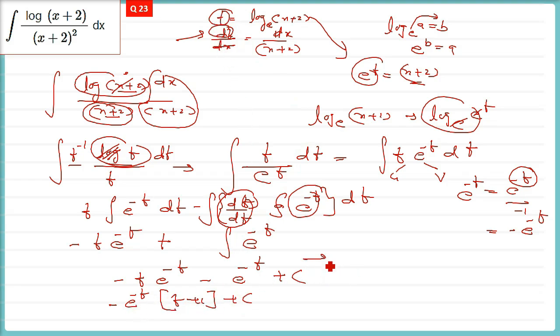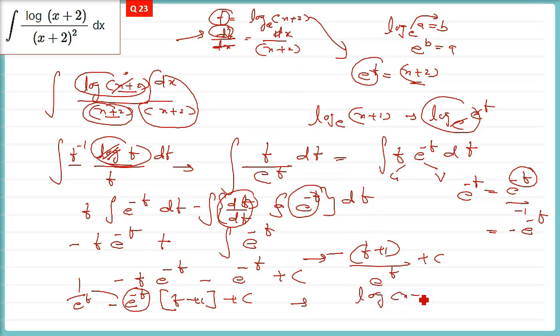But we need replacement as well, because we cannot keep it like this. So place this t as log base e (x+2). e raised to minus t I have taken in the denominator now. So t+1 is log(x+2) plus 1, and e raised to t is x+2. Now you can write it like this, or you can make it simpler.